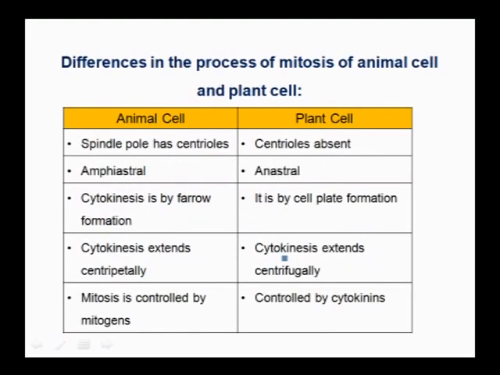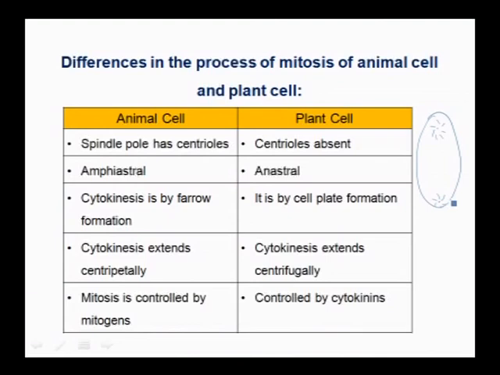Moving on to the differences in the process of mitosis seen in animal cell and plant cell. So let us look at the differences here. Animal cells contain the centriole, therefore we say that the spindle pole during mitosis will show the presence of centriole in animal cell, whereas plant cell does not have the centriole. Animal cell is referred to as amphiastral. This is for the reason that when an animal cell is undergoing mitosis, at both the poles, because they have the centrioles there, they form thin filaments or fragments of proteins which look like stars.